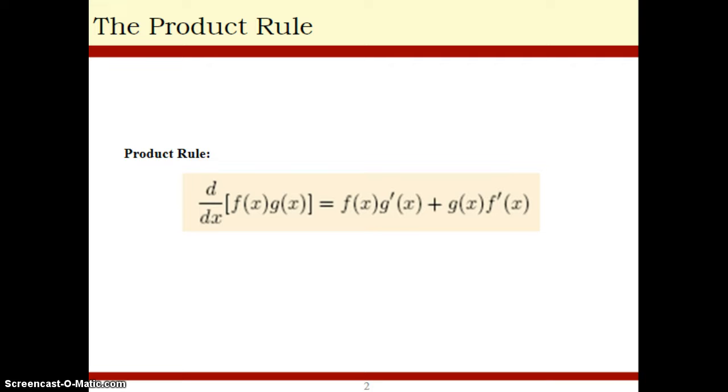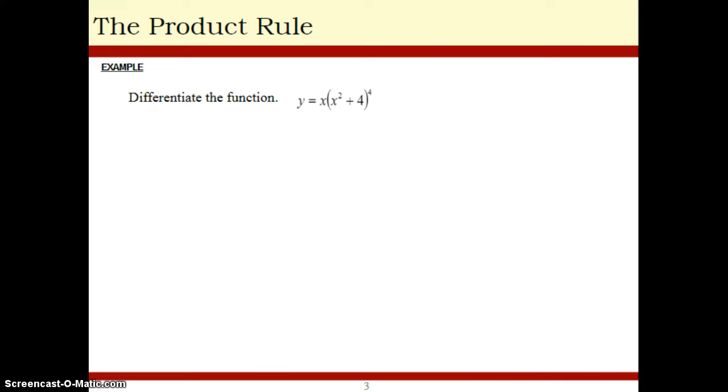Firstly, the product rule. If you want to take the derivative of the product of two functions, f of x times g of x, you take f of x and multiply it by the derivative of g of x, and then add that to g of x times the derivative of f of x. So it's pretty straightforward, and I'm going to do an example here to demonstrate that.